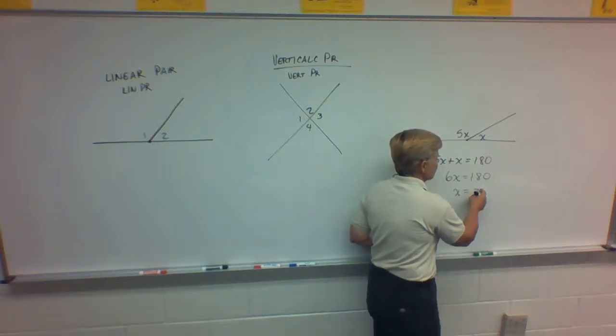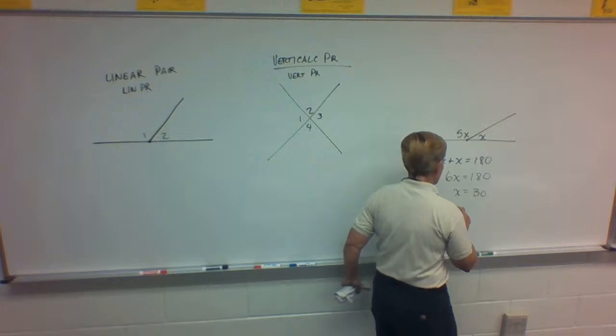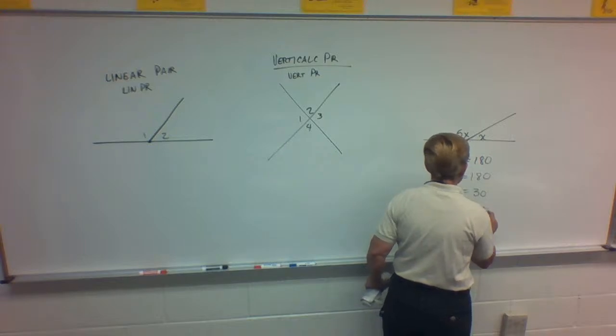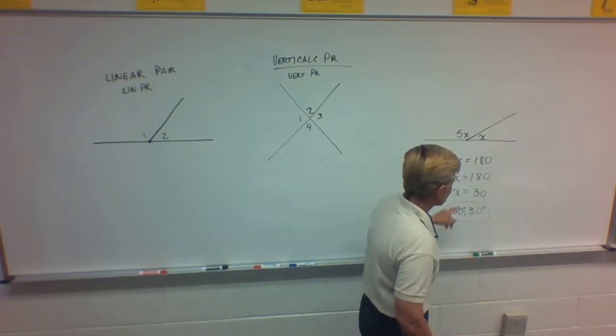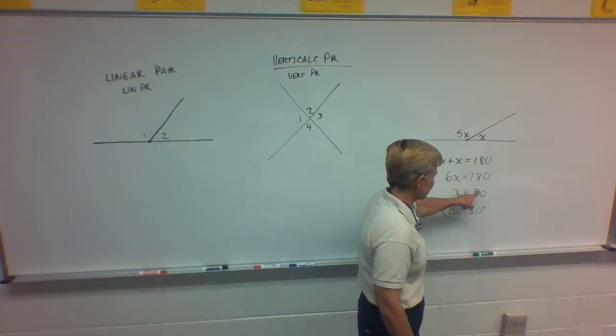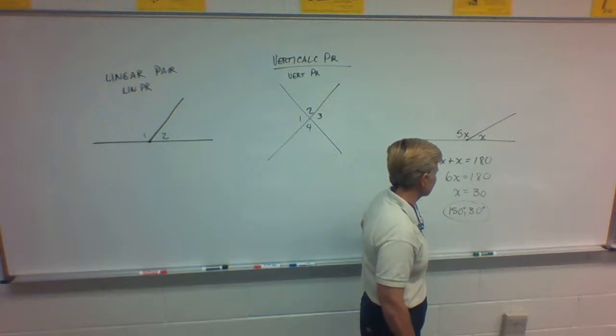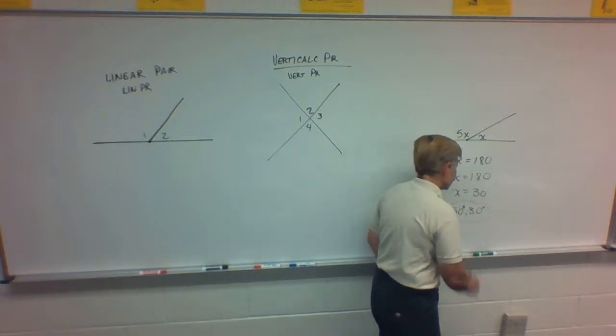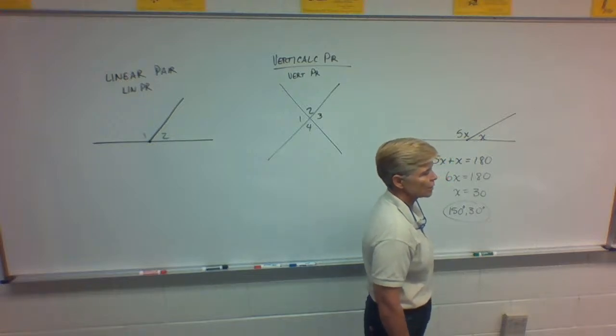So if x is 30, then how big's the big guy? 150. So it's going to be 150 and 30 for your answer. Because x was actually one of the angles, and so that is one of the answers, but you got to plug it back up here to find the other one. So we get, that looks like a semicolon. It's 150 degrees, comma 30 degrees. Are the sizes of those angles in that situation.